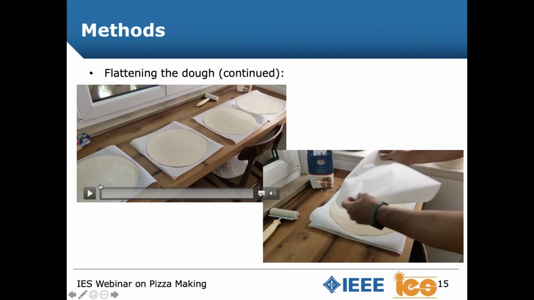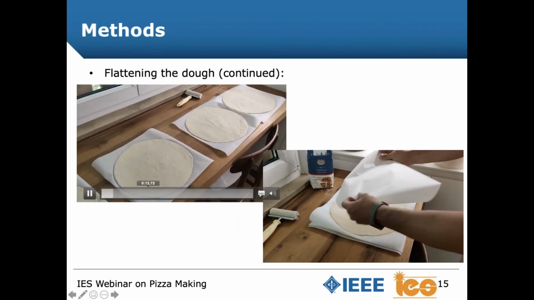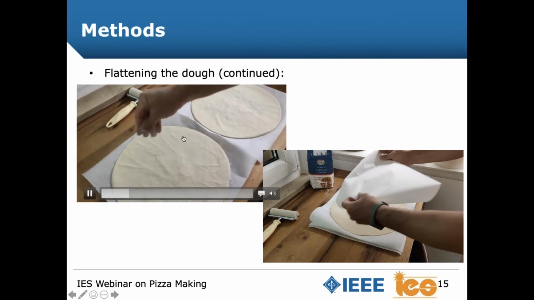Okay. And flattening the dough is like this. And then you have to stack all the discs one over the other. You put some flour on the discs.